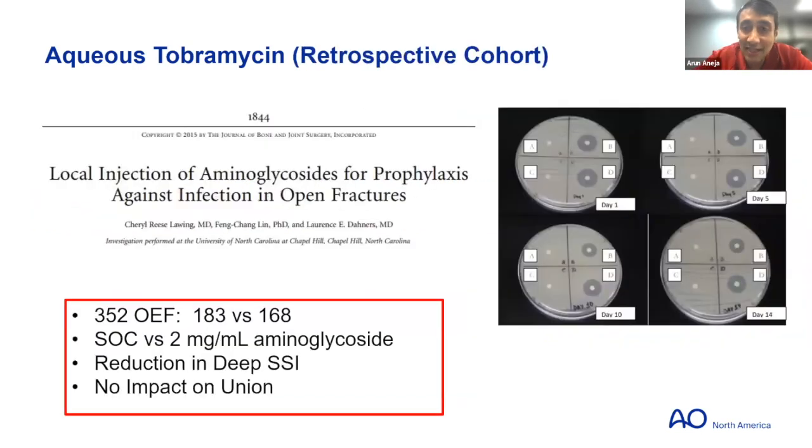I can tell you this study came from one of my mentors at University of North Carolina, Dr. Laurence Dahners, who did this same study in a retrospective fashion, with 352 open extremity fractures, about 180 in one group and 168 in the other. One group was the standard of care for these open fractures, and the other got aminoglycosides. It originally started with gentamicin, and then they found that tobramycin was much safer, and so converted to that. They saw a significant reduction in deep surgical site infections with no impact on union. That was the impetus for this prospective randomized clinical trial.